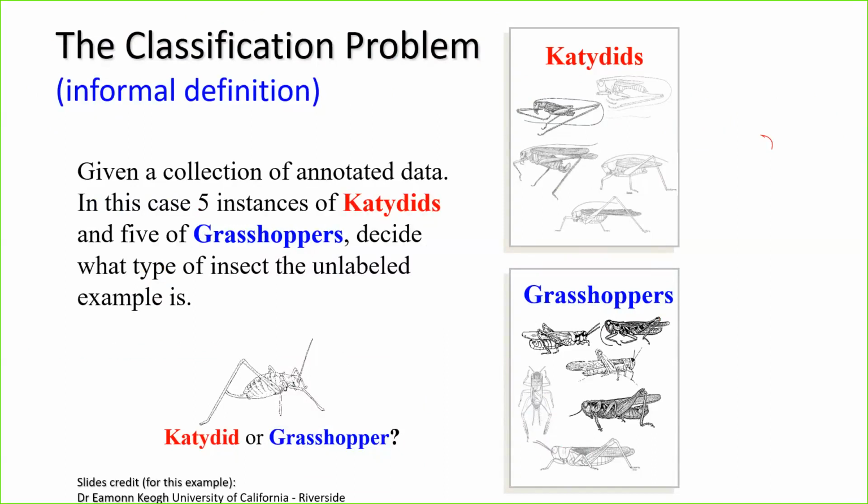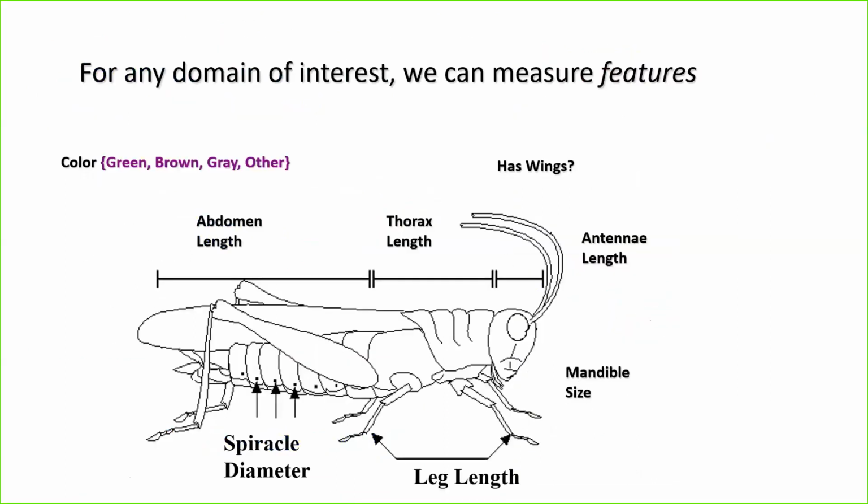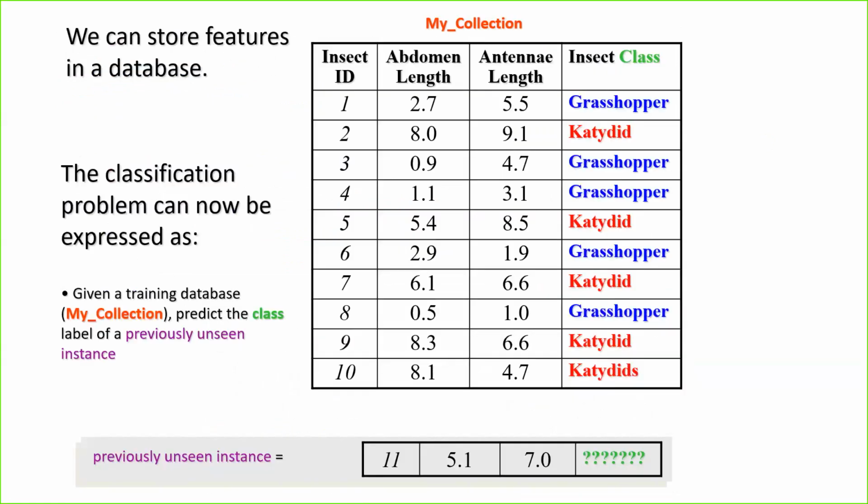For any domain of interest, one can extract features like the way I have mentioned. We can extract features like abdomen length, thorax length, whether it has wings or not, its color, antenna length, mandible size, spherical diameter, leg length, and so forth. Just for simplicity, let us take only two features, abdomen length and antenna length. These insects are represented numerically on these two features, along with the corresponding class indicating whether it is a grasshopper or a katydid. These are the 10 insects given to us. This is the 11th insect for which we want to predict whether it belongs to the grasshopper class or the katydid class.